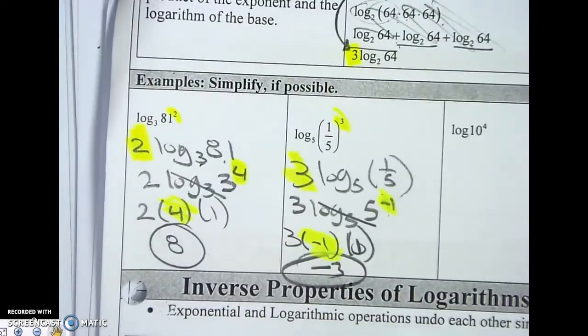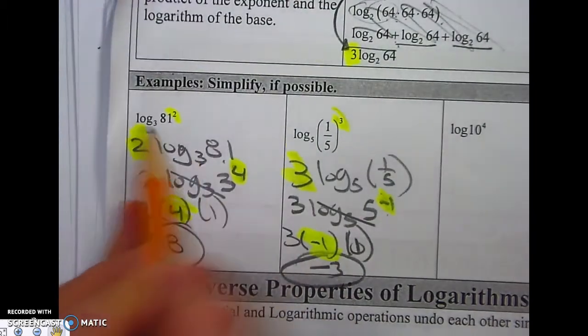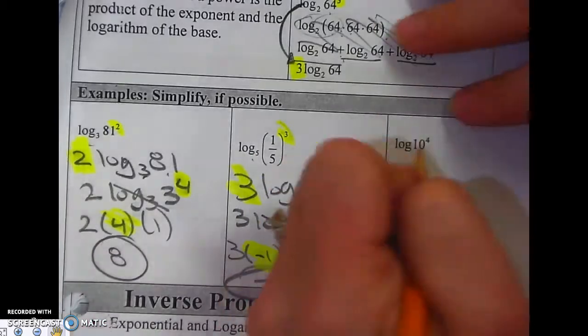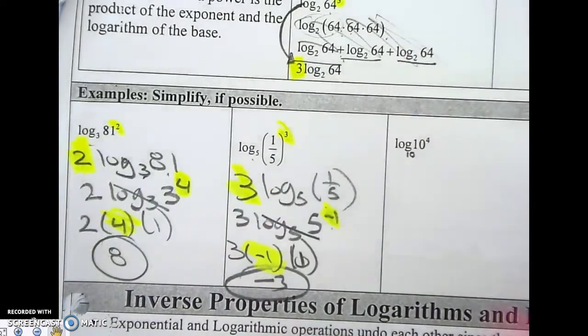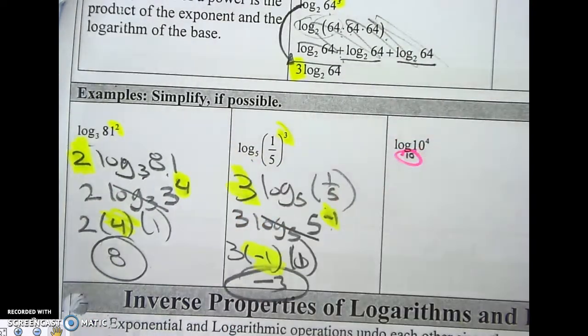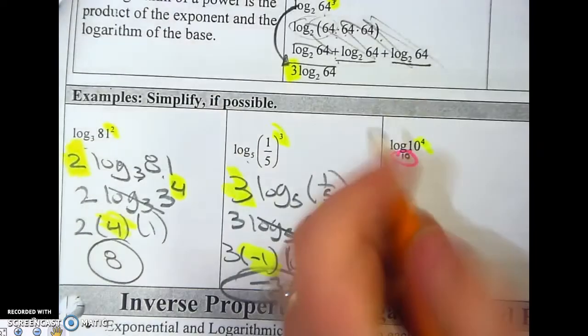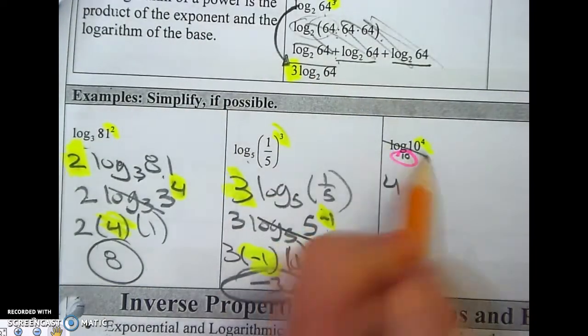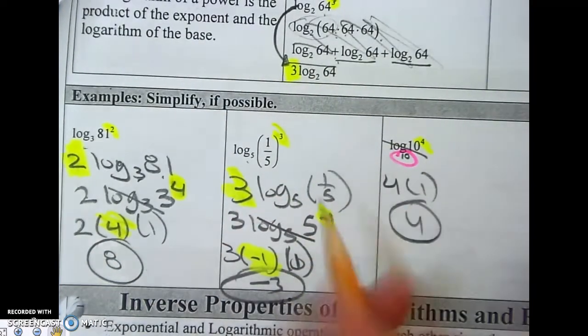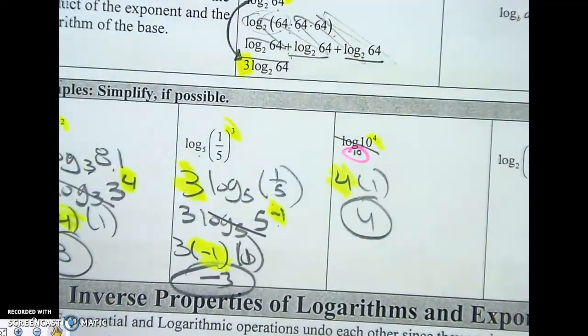Okay? Now, this is in base 3. This is in base 5. If you don't see a base, remember that means an imaginary base 10. Little, big. Now the great thing is log 10 is 1. 4 times 1 is 4. So the issue on that one is knowing the base. Let's go to the next one.